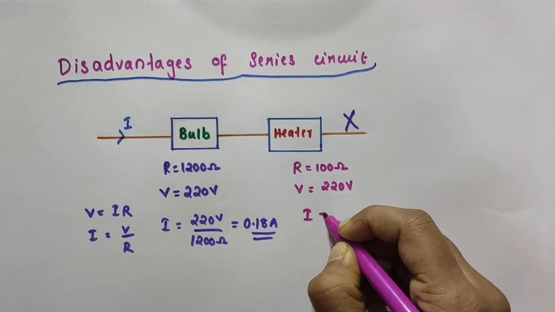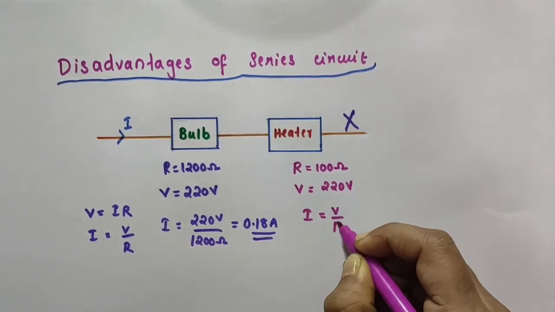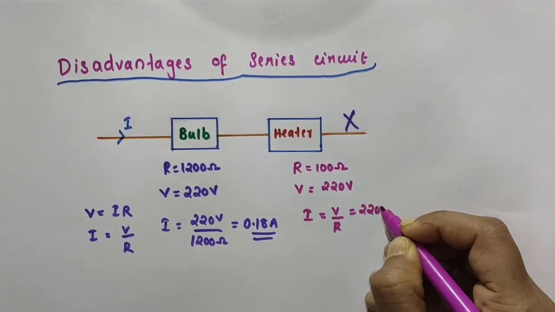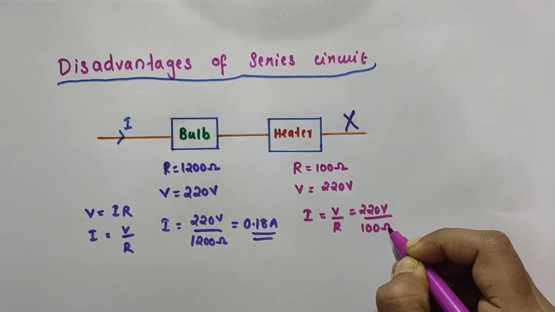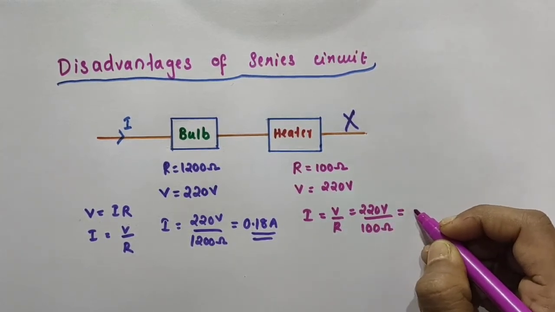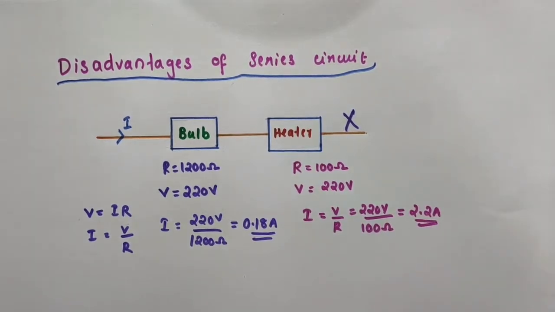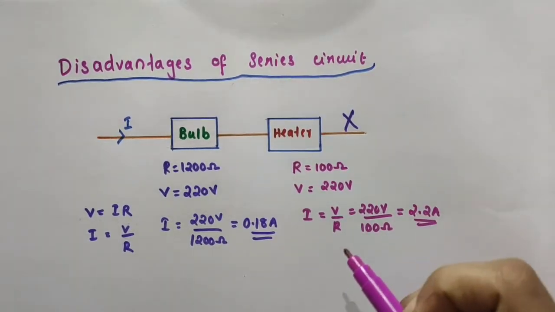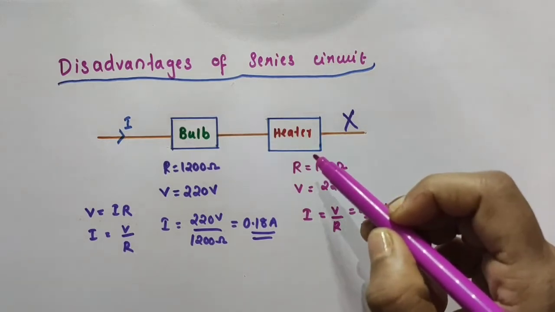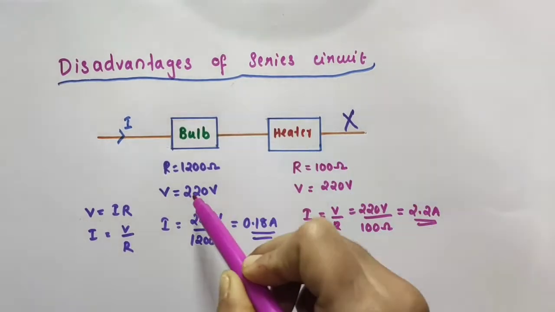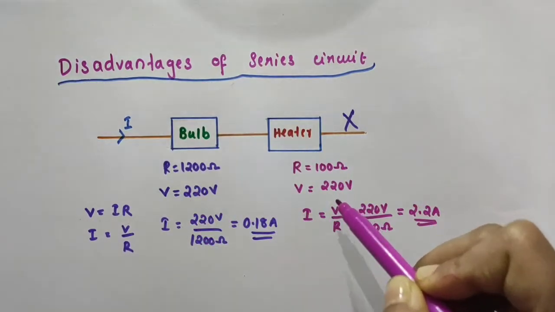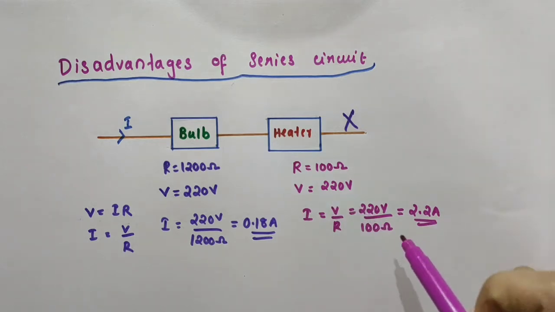We can calculate by using the same expression. I is equal to V by R, which is equal to 220 volt divided by 100 ohms. When you do this calculation, you will get the value as 2.2 ampere. That is the current drawn by the electric heater from the same 220 volt source: 2.2 ampere.